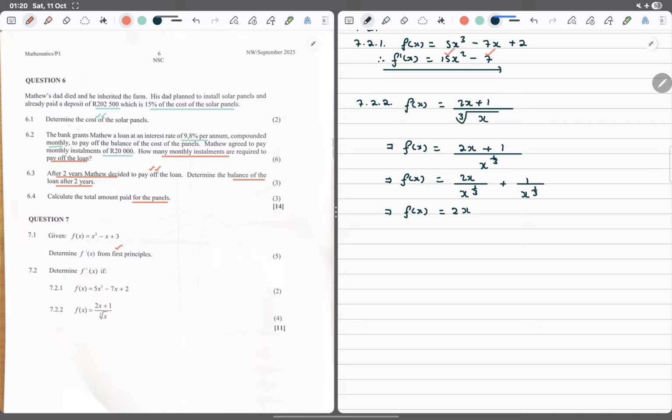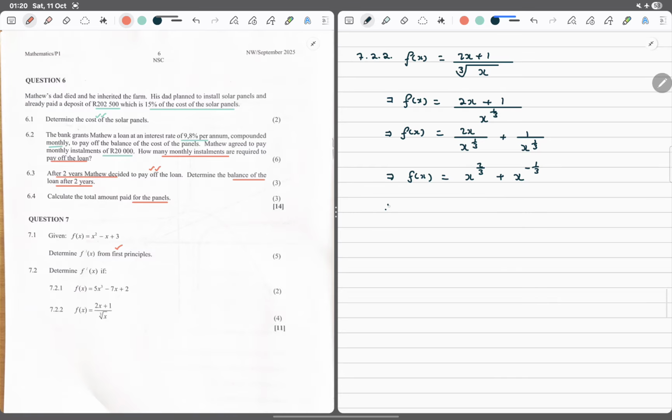1 minus a third is going to be what? 2/3, isn't it? Using exponential rules. My lord, this doesn't look so nice. In fact, it's going to clutter. We need to present our answer in the most neat way possible so that it's easy to read. So this is going to be x to the 2/3, because it's going to be 1 minus the exponent in the denominator, plus x to the minus a third. Okay, that one is easy. Now we are ready to differentiate.